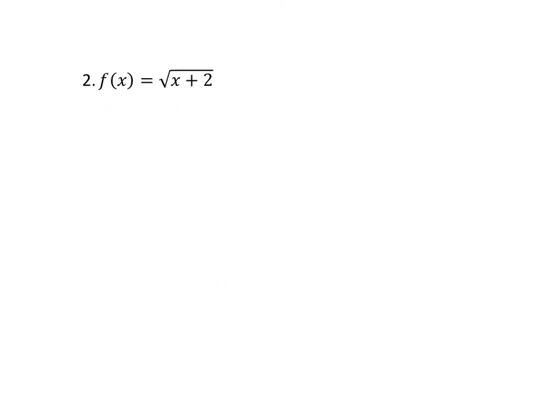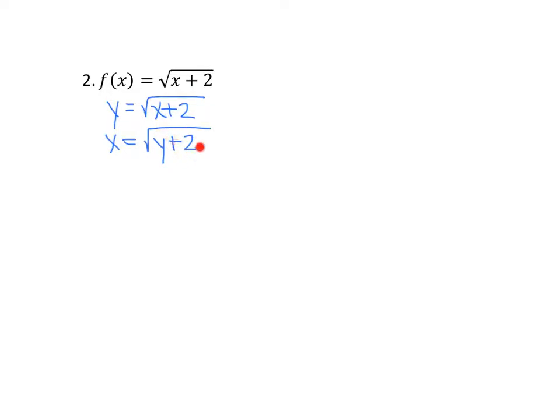Alright, again we have f of x equals. So I'm going to change it to y equals. So y equals the square root of x plus 2. Now again, the definition of an inverse is that my x and y values are switching. So I switch my x and y, so it's going to become x equals the square root of y plus 2. Now this turns into a radical equation.